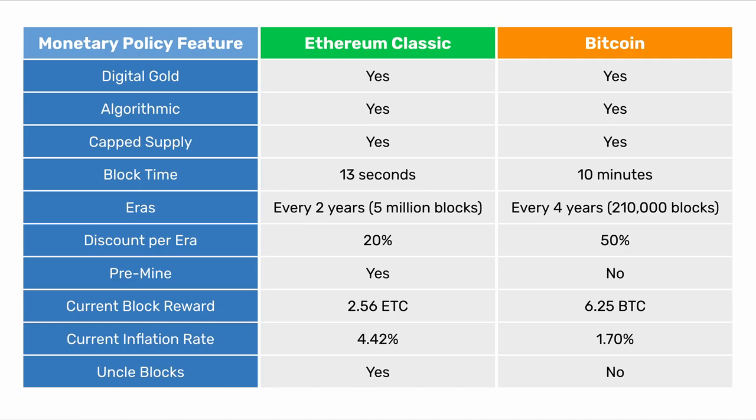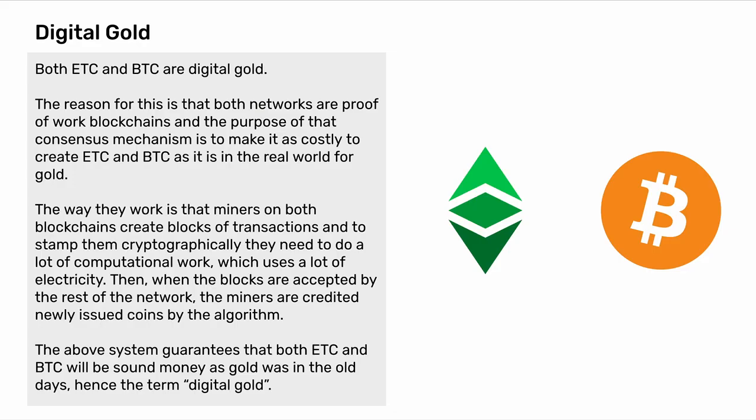Discount per era: Ethereum Classic 20%, Bitcoin 50%. The pre-mine: Ethereum Classic has a pre-mine and Bitcoin does not. Current block reward: Ethereum Classic is paying 2.56 ETC per block and Bitcoin is paying 6.25 BTC per block. Current inflation rate: Ethereum Classic is 4.42% per year, Bitcoin is 1.70% per year. Uncle blocks: Ethereum Classic has uncle blocks, and Bitcoin does not.